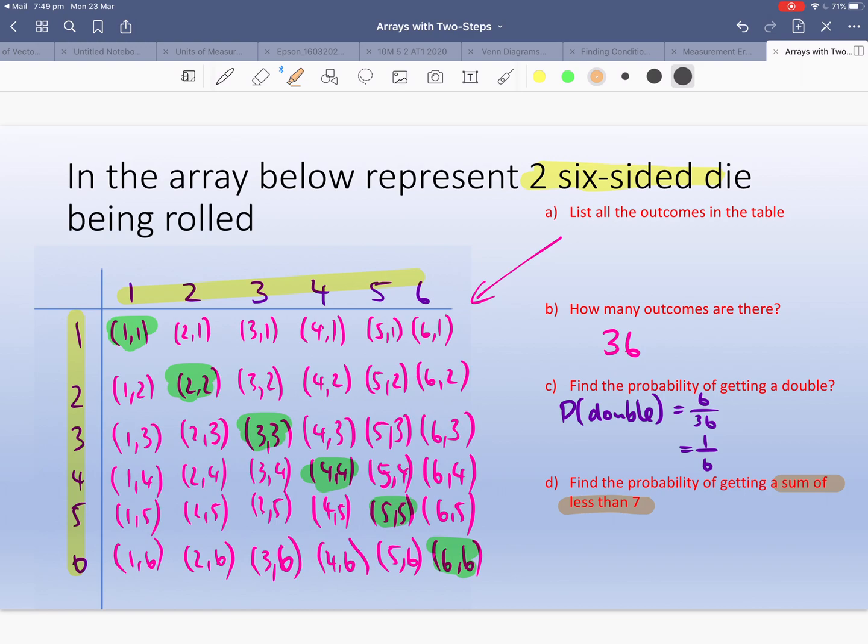Find the probability of getting a sum of less than 7. So that's adding up to get less than 7. 1 plus 1 is less than 7. 2 plus 1 is less than 7. 3 plus 3 is less than 7. Now 7 is not less than 7. It's equal to 7, so we can't include that. So what ends up happening is that we end up getting everything on one side.